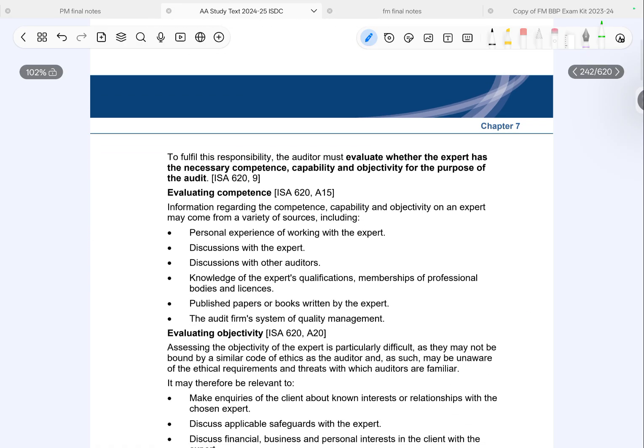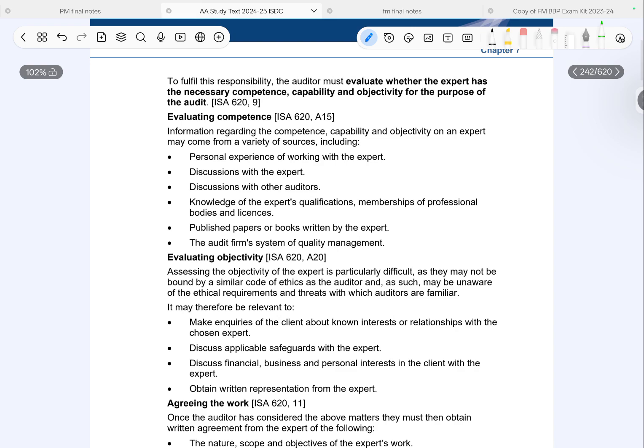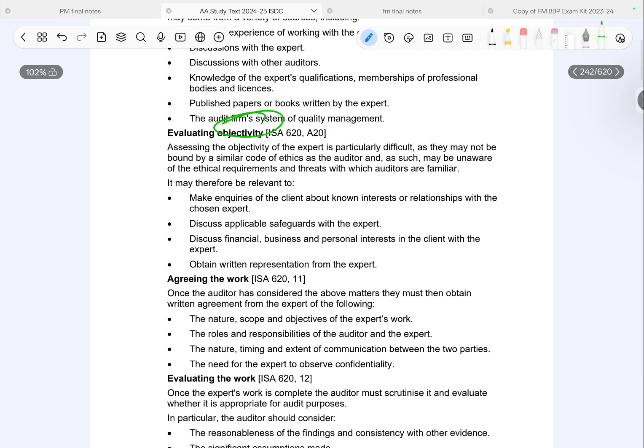Even when the auditor uses an expert, they just can't blindly trust them. They must evaluate three things: competence, capability, and objectivity. So, how do they check competence? They look at past experience, qualifications, professional memberships, discussions with others, and even published work. Now, objectivity is a bit tricky, because experts might not follow the same ethical rules as auditors. So, the auditors check for relationships or interests with the client, and discuss safeguards.